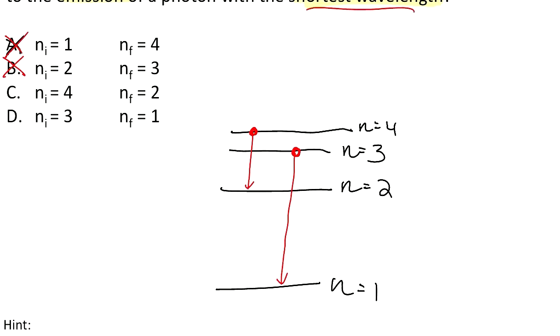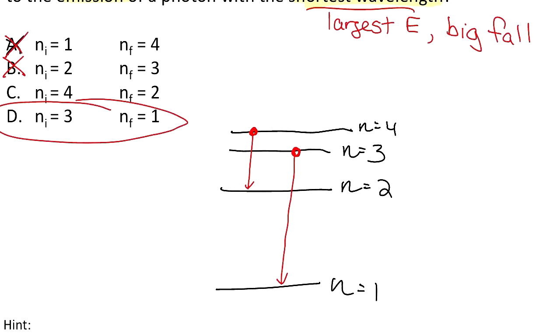So photon with the shortest wavelength. My tip for you is convert that into energy. So if I say short wavelength, that means what kind of energy? Big energy. Yeah, so we want the largest energy. So are we going to look for a small fall or a big fall? A really big fall. Yeah, so we want to look for a big fall. All right? So which one is that? Is that 4 to 2 or 3 to 1? It's 3 to 1. Yes, 3 to 1 is the bigger fall here.